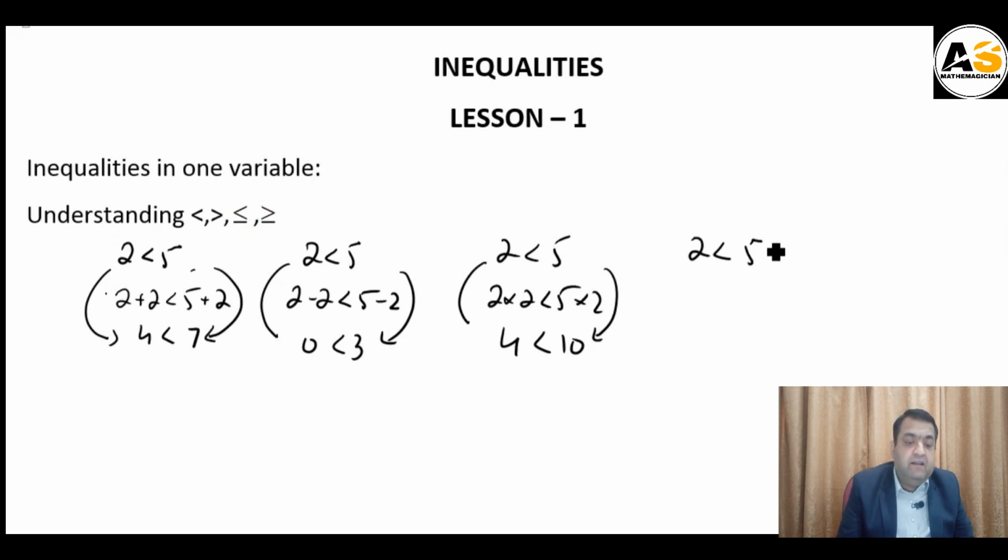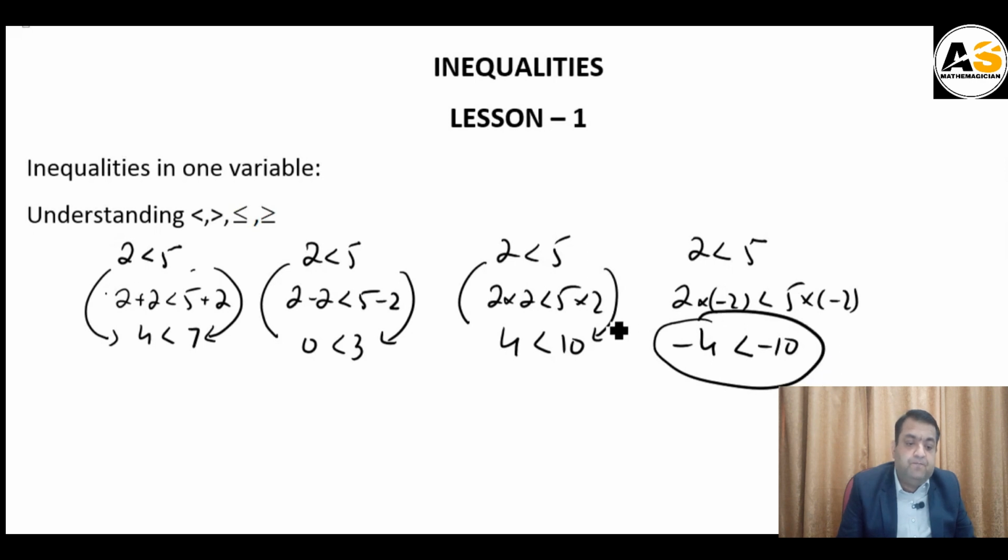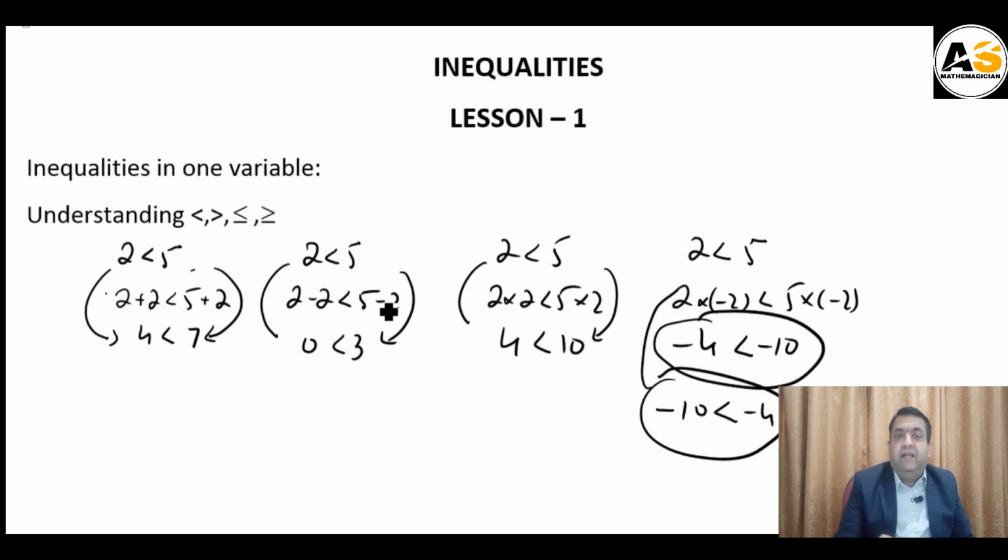Now let us multiply with a negative number. 2 is less than 5. I am multiplying with minus 2 on both sides. This will be minus 4 is less than minus 10. Dear student, is this true? No, this is false. Rather, it is minus 10 is less than minus 4. Yes, this is true.